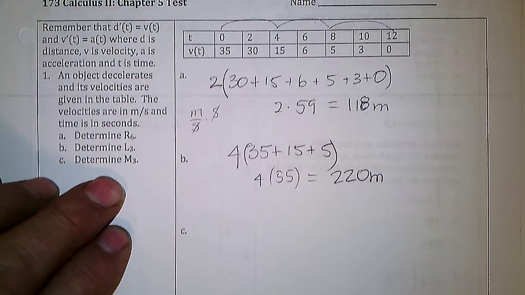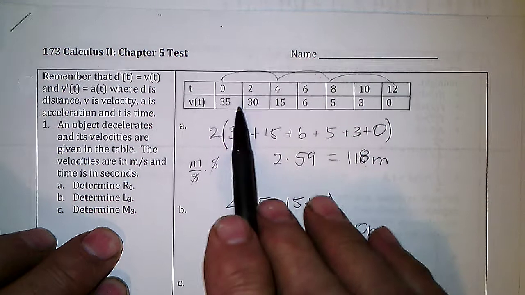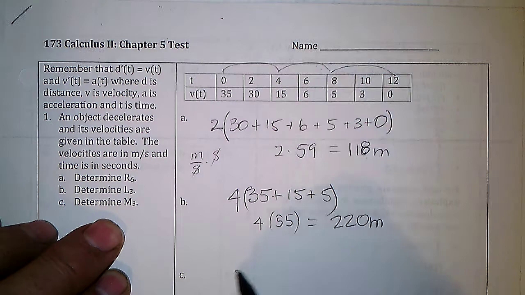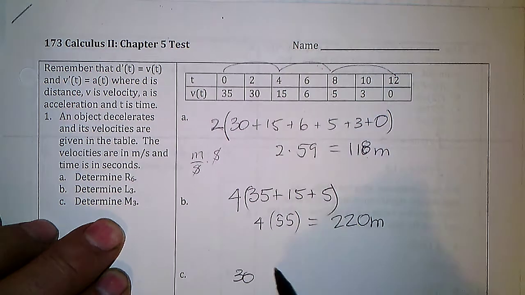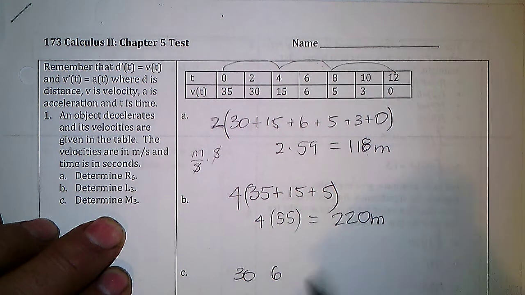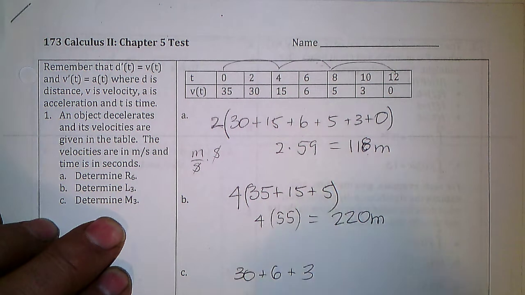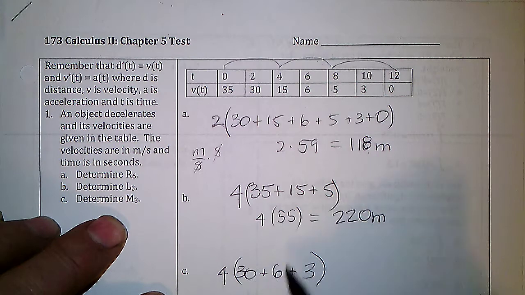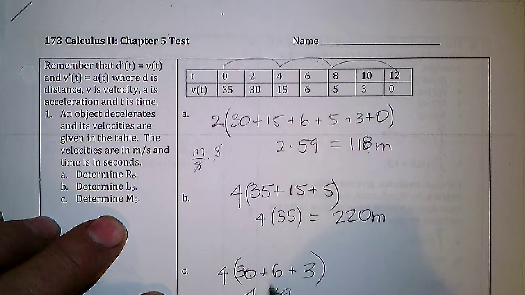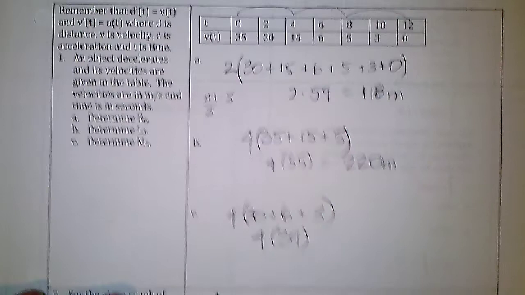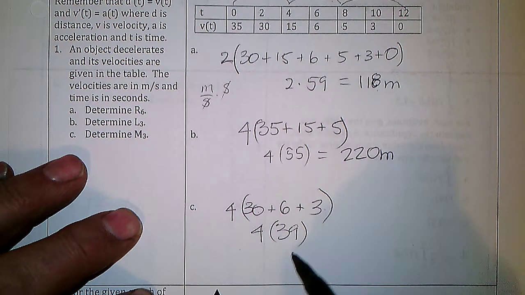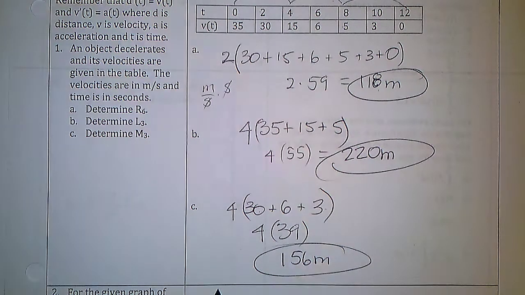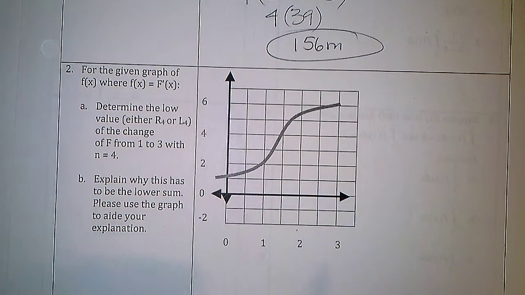Now let's see what M3 comes up with. If we're going to do midpoints in 3 intervals, we'll use the same 3 intervals, but the midpoints would be here. So we got 30. At the midpoint on this, it's 6. And then 3. Those are the heights at the midpoints, times the width of the intervals, which are again 4: 0 to 4, 4 to 8, and 8 to 12. And so we got 39 times 4, which is 156. Okay, that's that one.